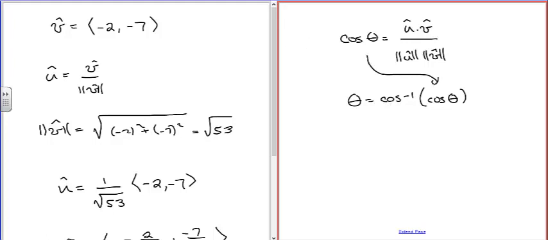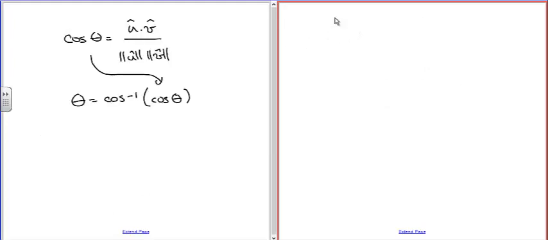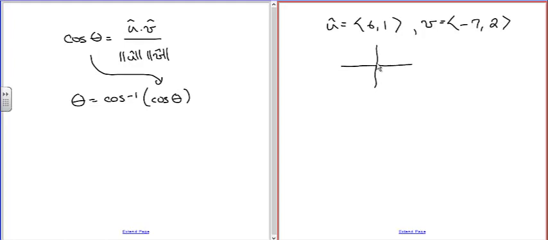So let's look at two vectors. Let's say u is 6, 1, and v is negative 7, 2. If we draw these vectors, u is going to look something like this, and v is going to look something like that. So we'd expect the angle to be greater than 90 degrees. So let's plug in the numbers. Let's get the different quantities and then plug them in.